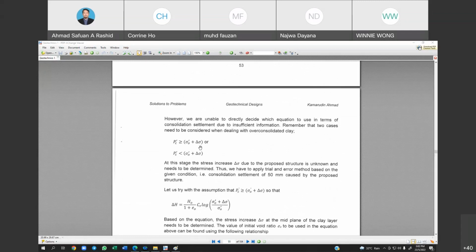Okay, so we need to count, by allowing only 50 millimeter of consolidation. Walau bagaimanapun kita ada dua equation, so we need to choose or use the first one. If the first one does not fit, then we move to the second equation.